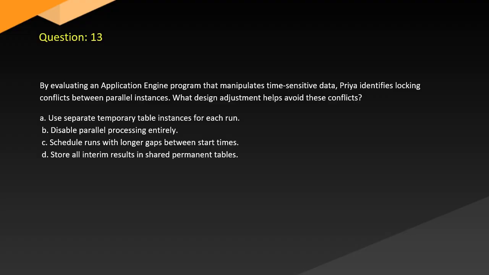Question 13. By evaluating an Application Engine program that manipulates time-sensitive data, you pre-identify locking conflicts between parallel instances. What design adjustment helps avoid these conflicts? A. Use separate temporary table instances for each run. B. Disable parallel processing entirely. C. Schedule runs with longer gaps between start times. D. Store all interim results in shared permanent tables.